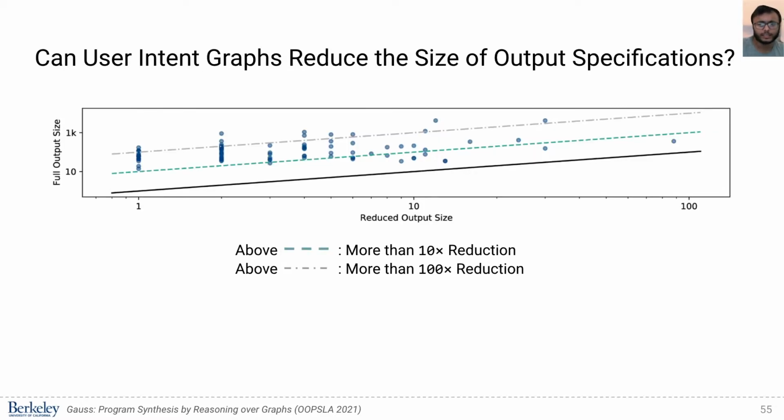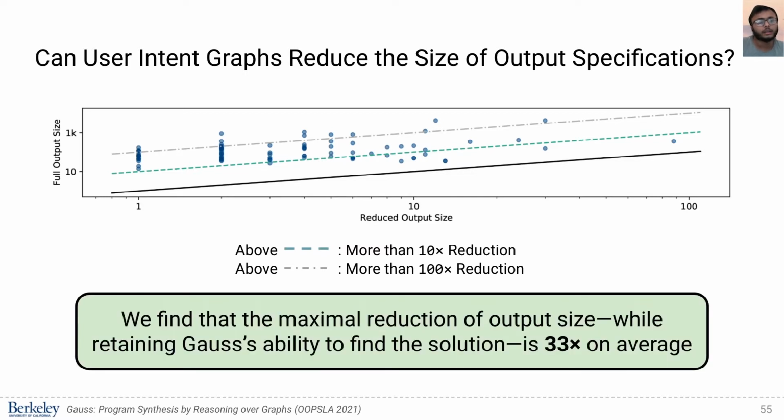The results are again visualized as a scatter plot, with the x-axis being the size of the partial output and the y-axis being the size of the original input. Most of the dots are above the green line, as you can see, indicating a reduction of more than 10x, and a number of dots are above the gray line, indicating more than 100x reduction. On average, we found that a 33 times smaller partial output could be provided to Gauss while still obtaining the right solution. This indicates that Gauss has potential for greatly reducing the burden on end users when it comes to providing a synthesis specification.